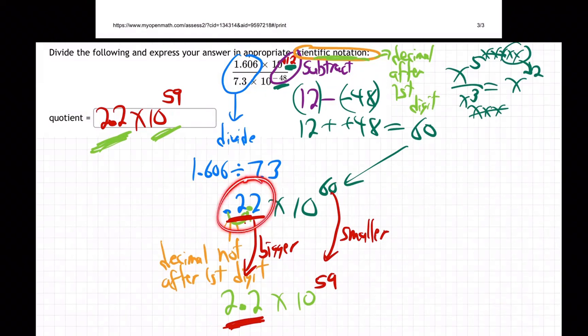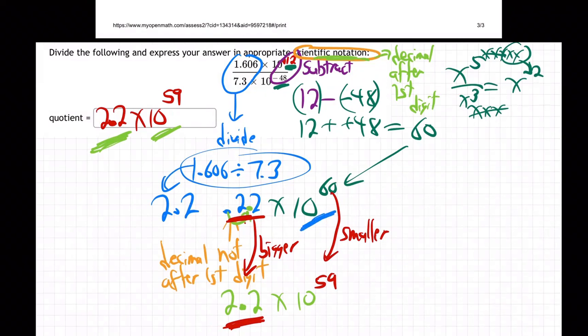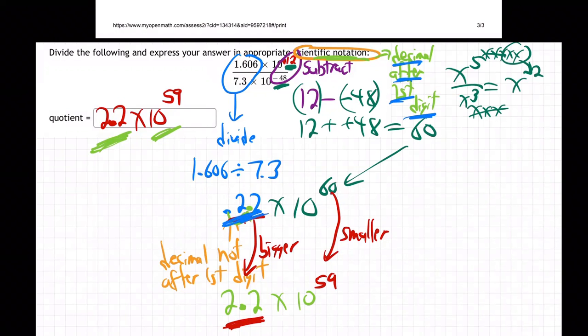Now, if this number had naturally come out okay, like if it had just come out to be 2.2 automatically when I divided, then I wouldn't have needed to mess around with the power. I just would have kept it as it is. It would have been great, but it didn't. So sometimes you'll do these and they'll come out with the decimal already after the first digit, which is what you have to have for scientific notation. And sometimes they won't. If they come out good already, great, just leave them, don't mess with it, you're done. But if it comes out in the wrong spot, like that one did, decimal not after the first digit, then you've got to fix it.